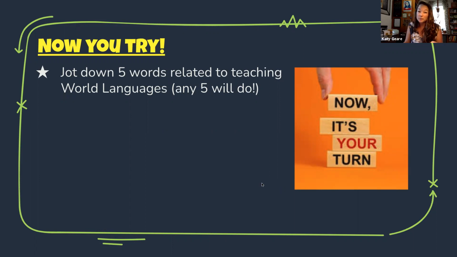We're going to put you in breakout rooms with one other person. We're going to skip the chit chat. No, hi, my name is Katie and I teach Spanish. Nobody cares anyway, so it's fine.